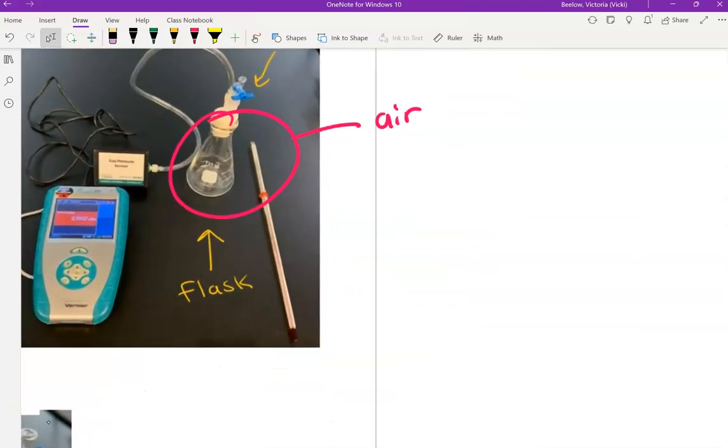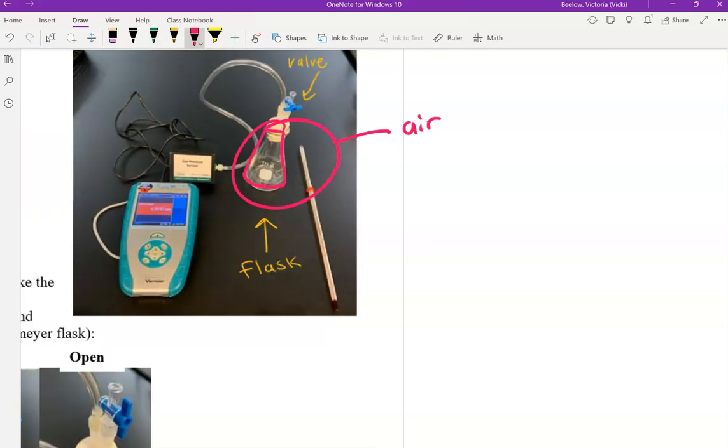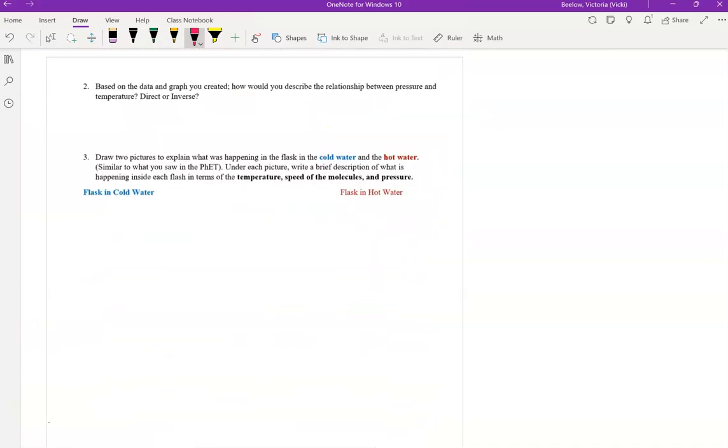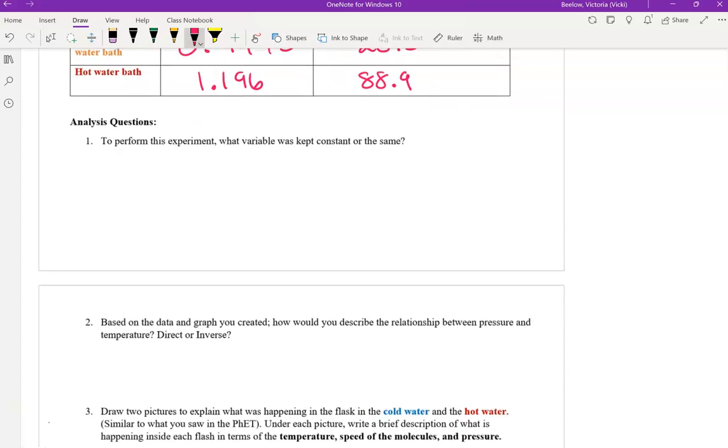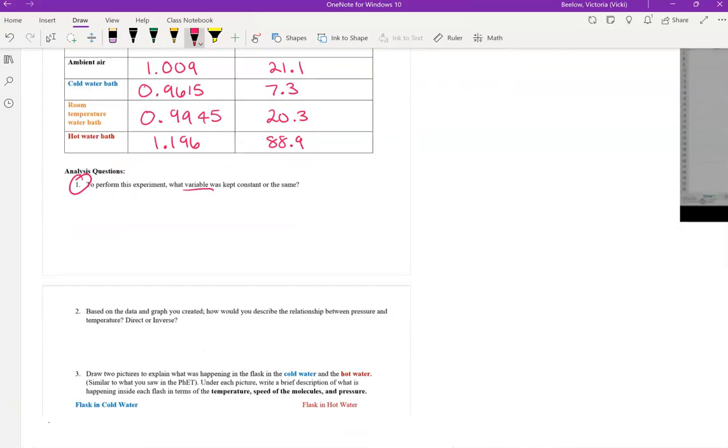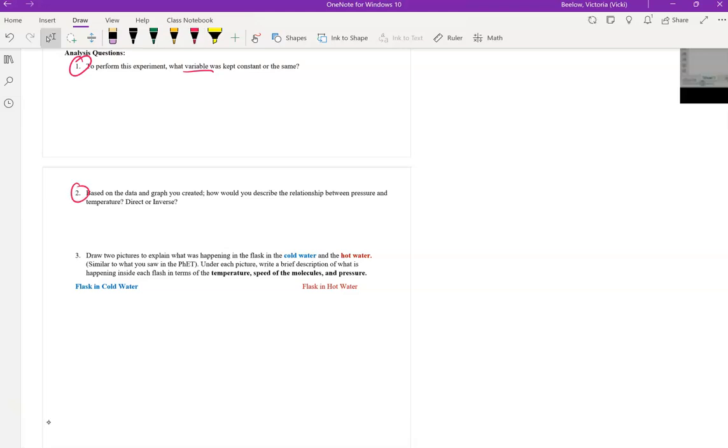So again, the flask stayed the same throughout the whole experiment. So that will help you answer this question, number 1. What variable, if we're talking about gases here, was kept constant or the same? And then based on your data, what type of relationship is there between pressure and temperature? Is it direct or inverse? You just have to write one of those 2 words for your answer.